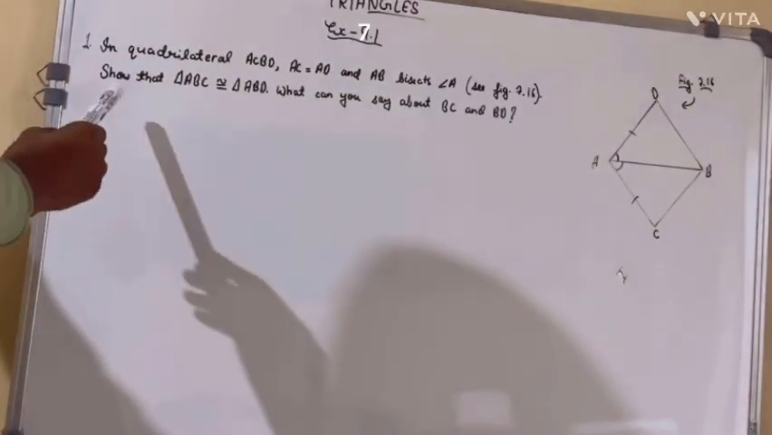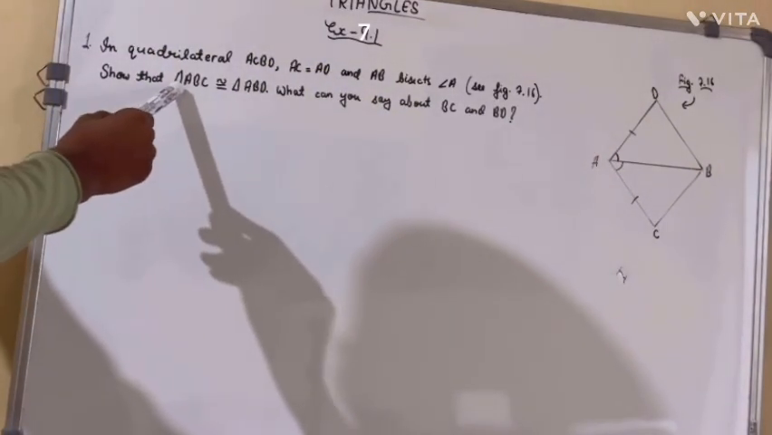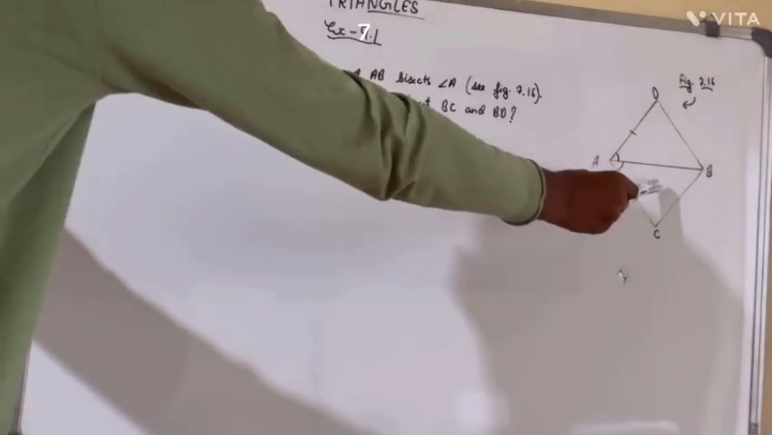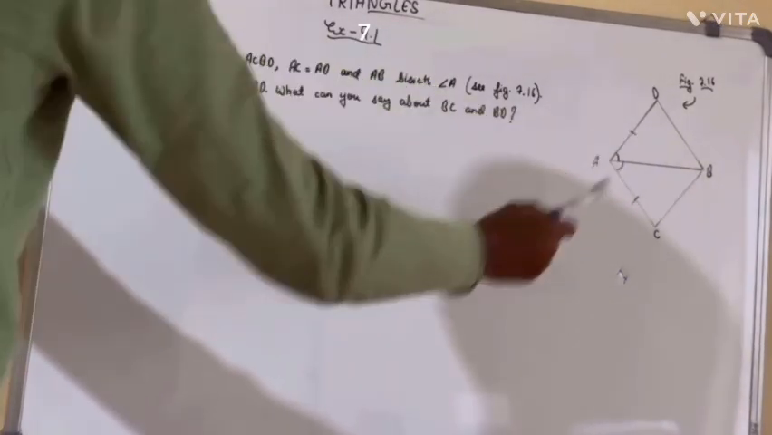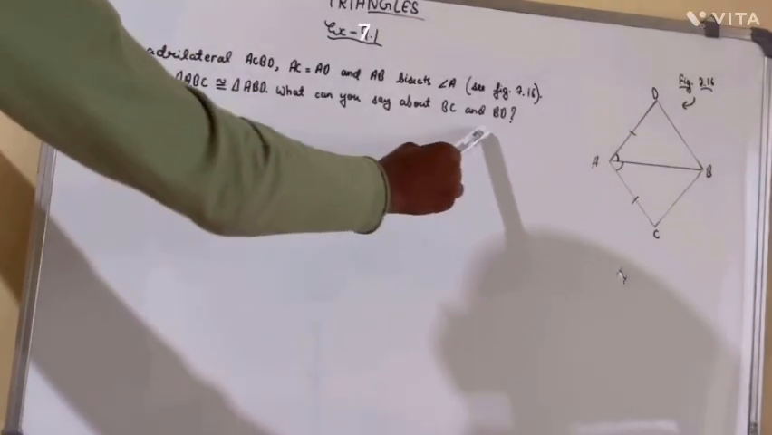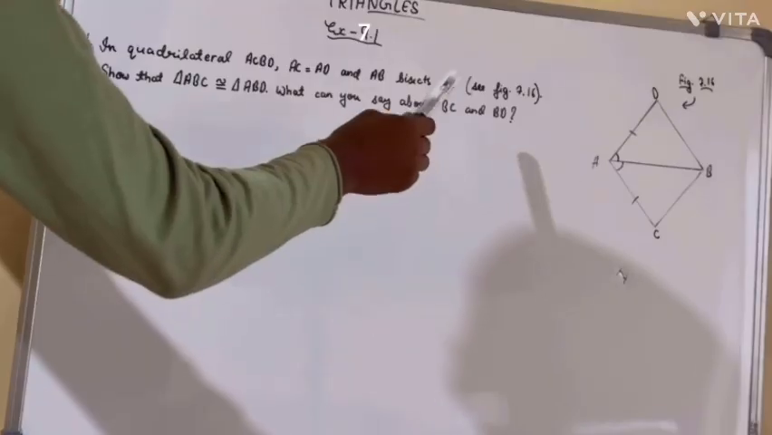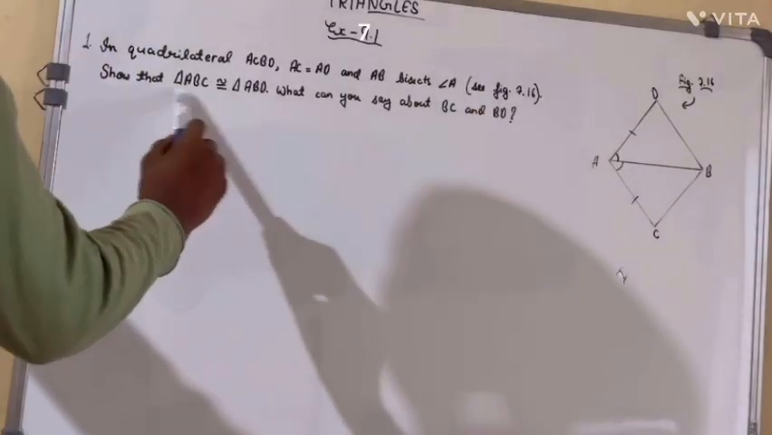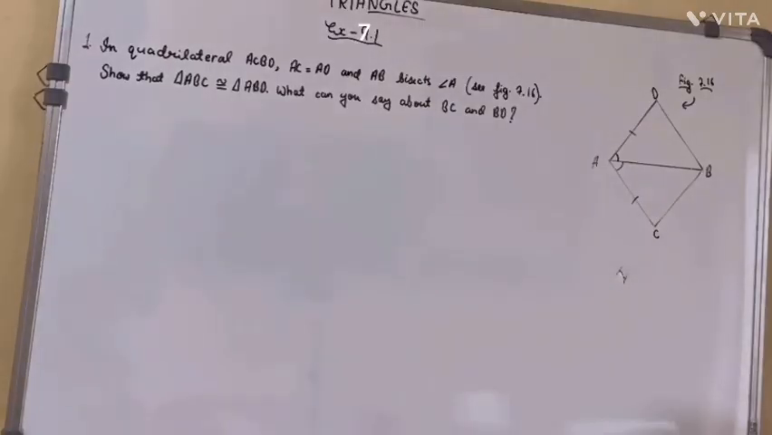We have to show that triangle ABC is congruent to triangle ABD, meaning this triangle is congruent to this triangle. And we have to say what can you say about BC and BD, the relationship between BC and BD. First we will prove this. I am solving here, you can write in your notebook.